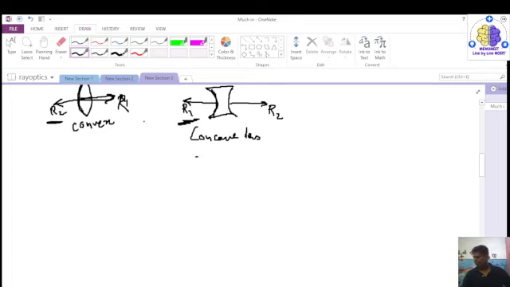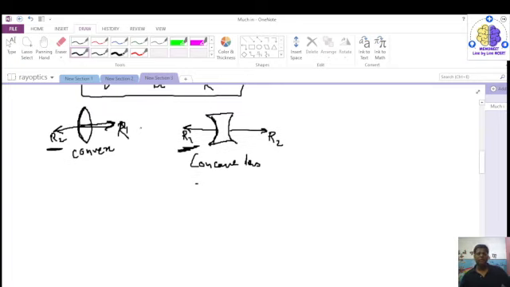Okay, so when we combine two curved surfaces, they form a lens. So for convex lens, this type of lens is known as biconvex lens. Both the sides are convex. There is another type of lens which is known as plano-convex. So the first side is plane, the second surface is convex. So this is known as plano-convex.